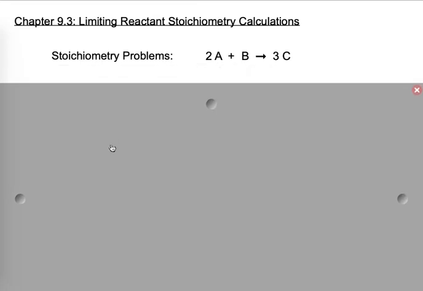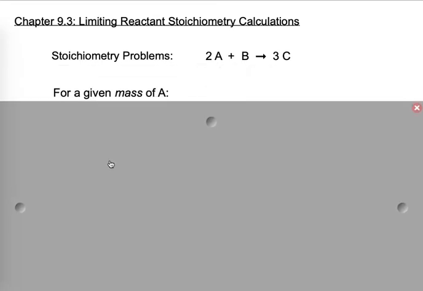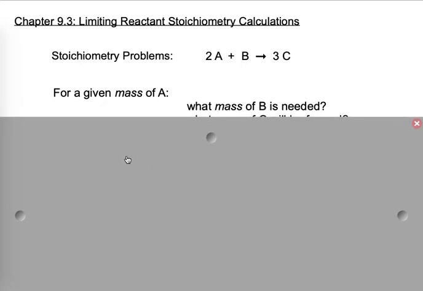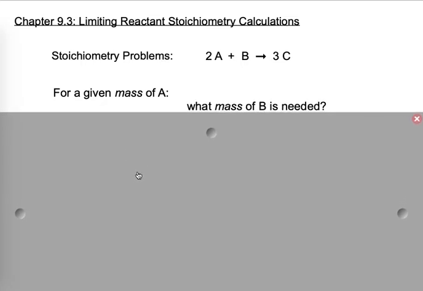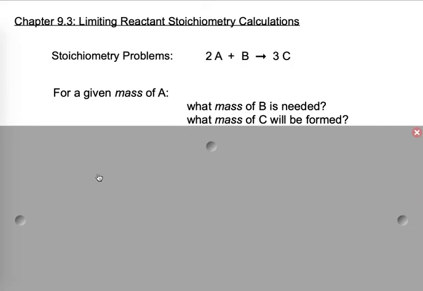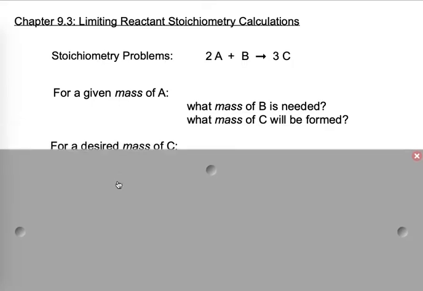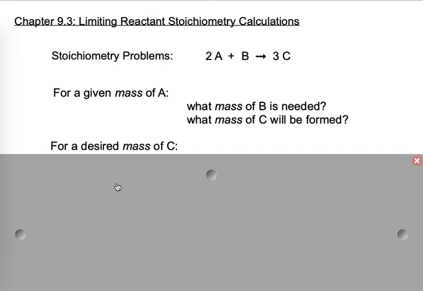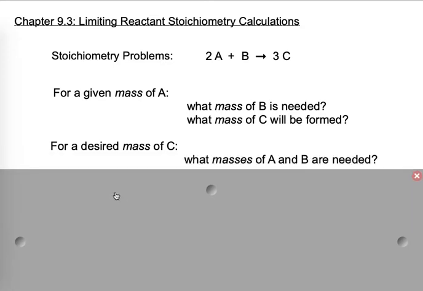Here are the types of problems we saw. For a given mass of A, what mass of B do we need to completely use it up, and what mass of C do we expect will be formed? Or, for a desired mass of product C, what masses of reactants A and B do we need? Well, let's consider the first question. For a given mass of A, what mass of B do we need?